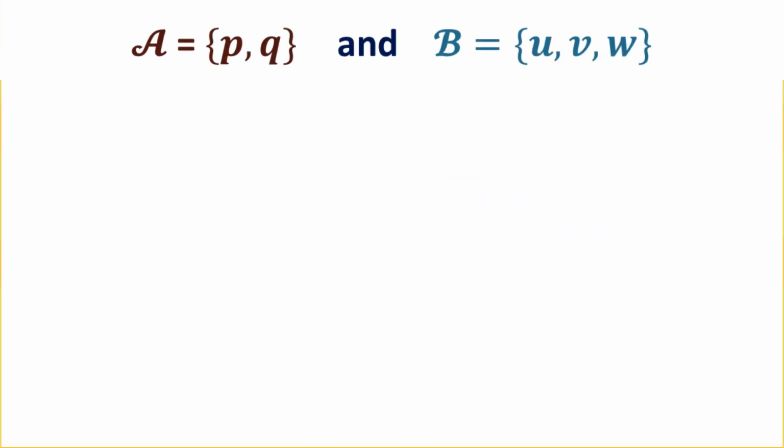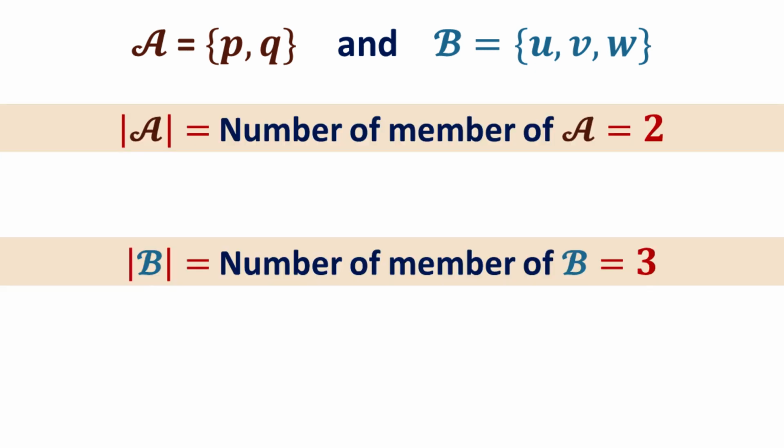Let us consider two sets A and B. As you see, the members of A are P and Q, and the members of B are U, V, and W. So the number of members of A is 2, and the number of members of B is 3.